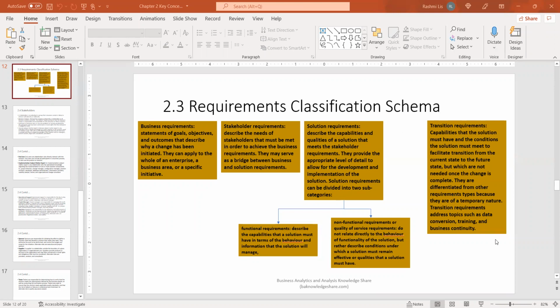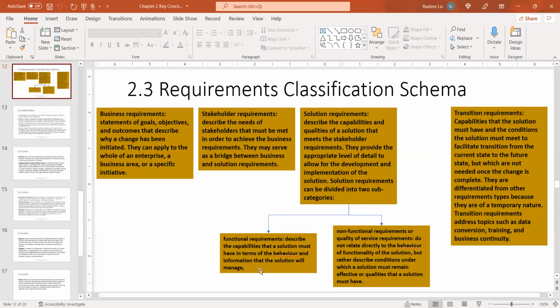So let's first look at business requirements and what they are. A business requirement is a statement of goals, objectives, and outcomes that describe why a change has been initiated that can apply to the whole of an enterprise, a business area, or a specific initiative. So business requirements are basically statements of goals and objectives.